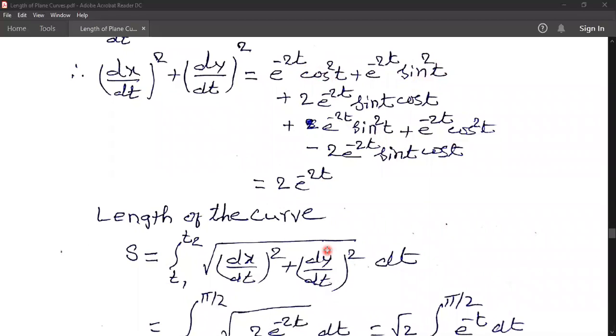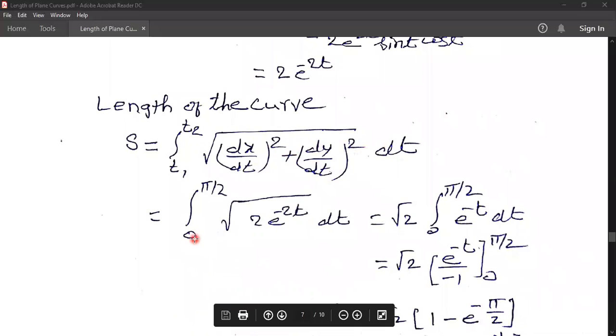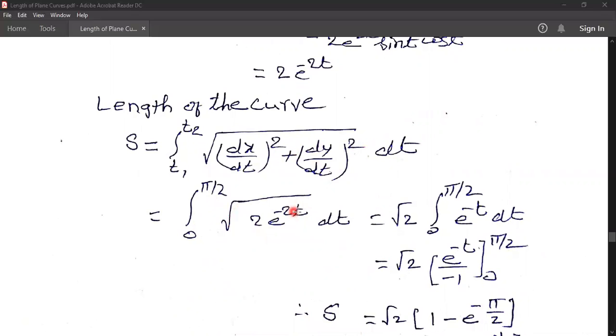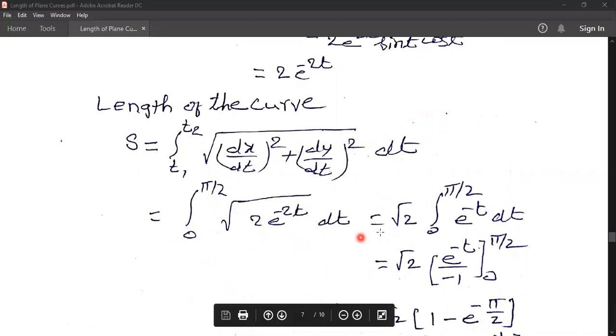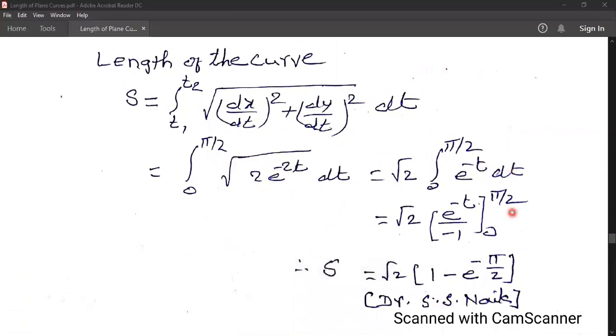Therefore, the length of the curve s is equal to integration from t1 to t2 square root of (dx by dt) square plus (dy by dt) square into dt. That is integral from 0 to pi by 2 square root of 2 times e raised to minus 2t into dt. Root 2 you can take it outside. Then the integral from 0 to pi by 2, the square root will get cancelled, becomes e raised to minus t dt. Then this is equal to root 2.